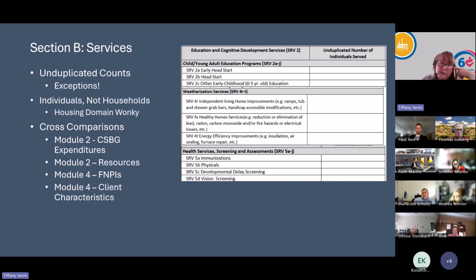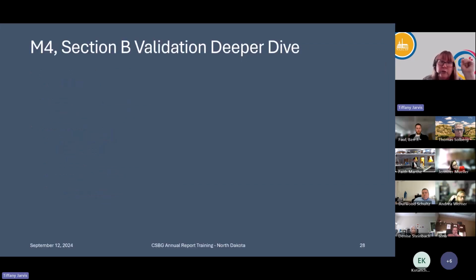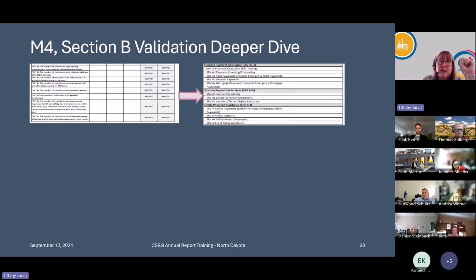Cross comparisons, this is very important. There are comparisons between expenditures, as Alana gave the example, resources, FNPIs, and client characteristics. We're going to go just a little bit deeper dive into these. We talked about this earlier. Well, this is the outcomes and services. So if you have an outcome, you would expect there to be a service number.